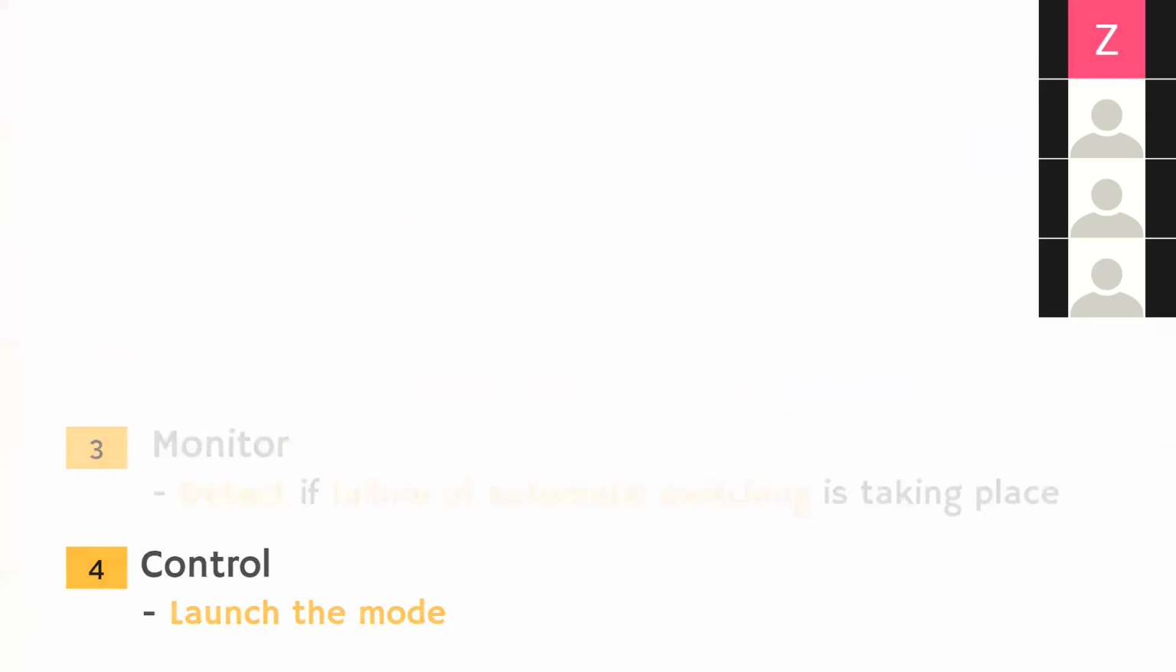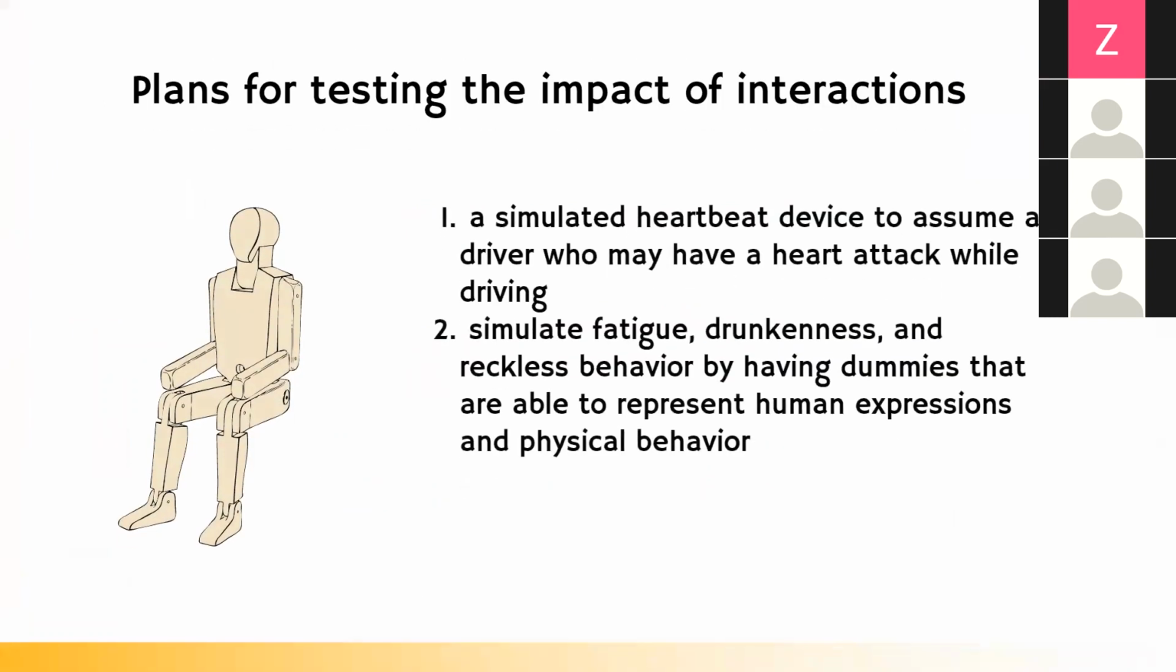For testing the impact of interaction between the enhancement and other features, we can use a dummy with a simulated heartbeat device. The device can adjust the heartbeat rate at any time through a remote device to simulate a driver who may have a heart attack while driving. This simulation can help test whether the heart rate monitor can transmit the data to the functional safety system on time, and whether the car can switch from manual to automatic driving mode immediately.